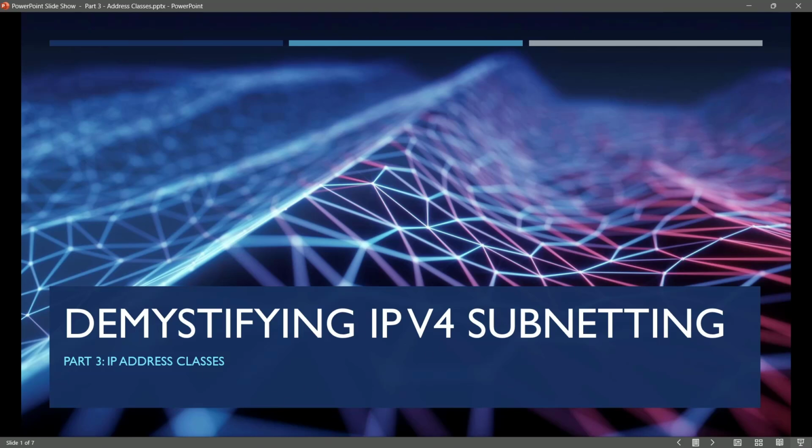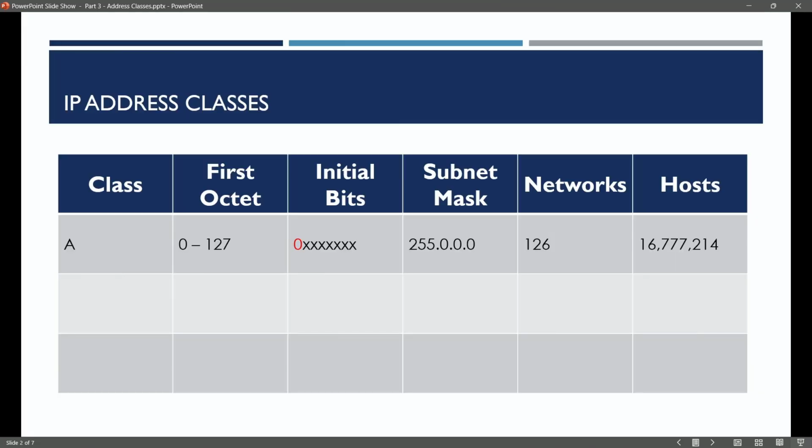Welcome back to our series on demystifying IPv4 subnetting, and it's time for us to look at the original IP address classes. When the creators of TCP/IP decided on their addressing scheme, they broke it up into address classes. So the idea was, let's create classes for different size networks. So they created a Class A.